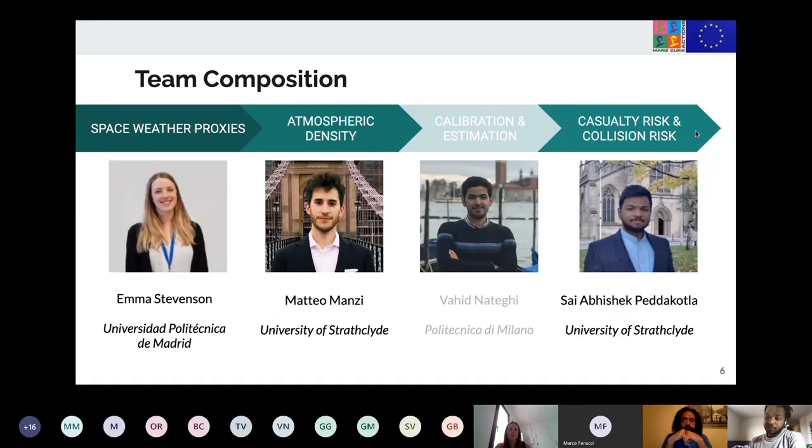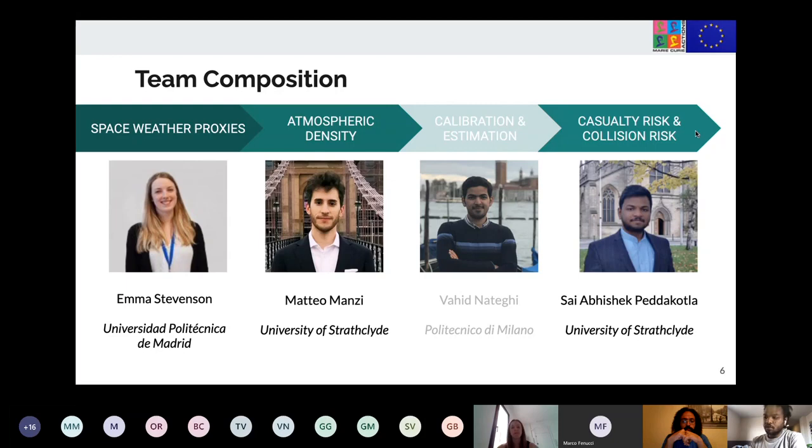Now, we started working on this project from the month of June 2020, allocating 25% of our time towards this research. The team is composed of my fellow ESRs, Emma, Matteo, and myself, Abhishek. And we also have Vahid, who is going to start his master's thesis soon at the University of Strathclyde.